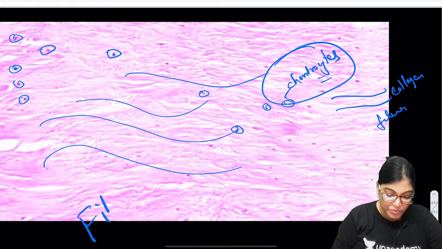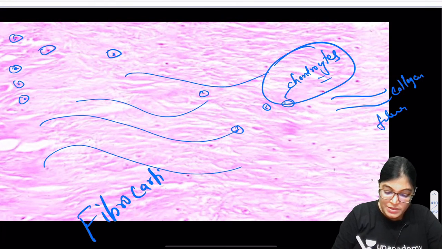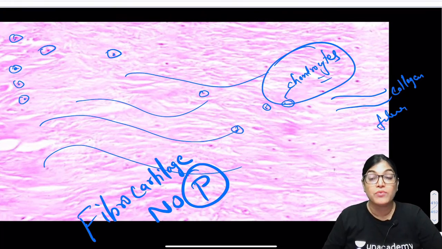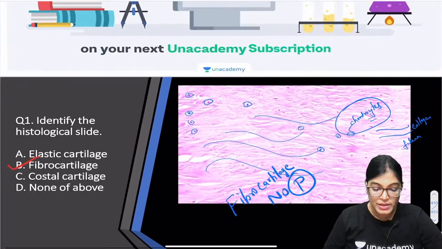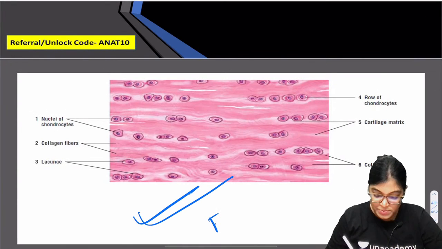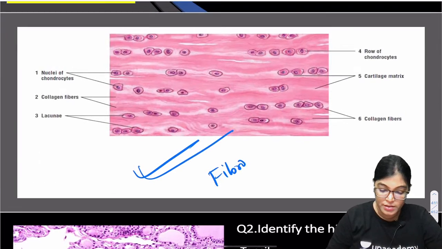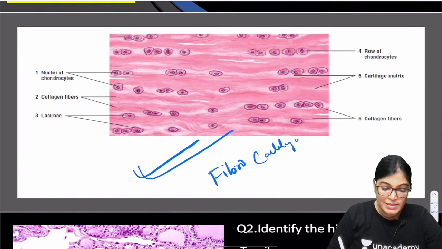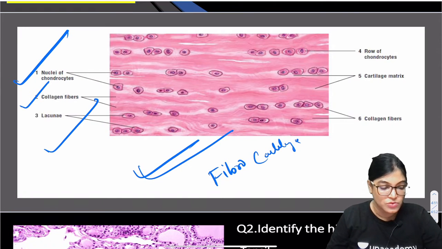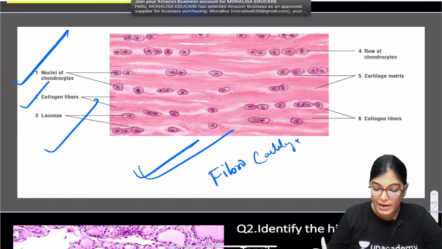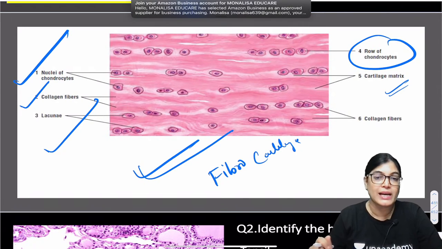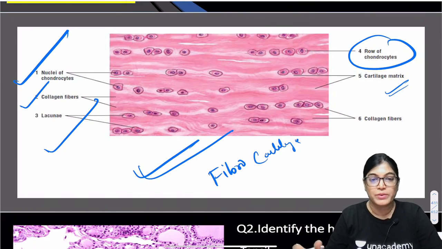So this becomes a slide of fibrocartilage. Also, you can see there is no presence of perichondrium. So there is no P for perichondrium. I have included another diagram in which the important features of fibrocartilage have been shown: nuclei of chondrocytes, collagen fibers, chondrocytes residing in spaces called lacunae, rows of chondrocytes, and cartilage matrix. So the correct answer is fibrocartilage with no perichondrium covering.